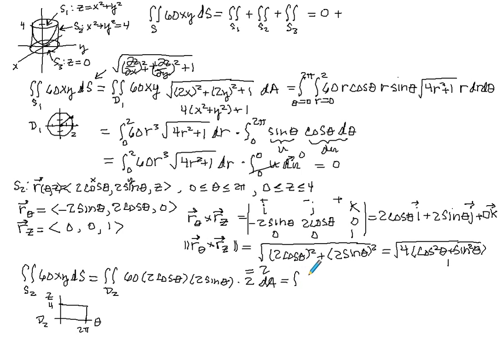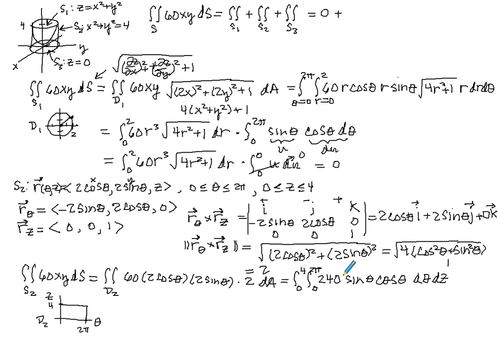So this will be the integral of 60 times 2 times 2, which is 60 times 4, 240, sine theta cosine theta. And then our dA is d theta dz. And then theta is going from 0 to 2 pi, and z is going from 0 to 4.